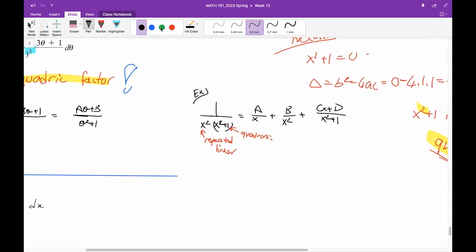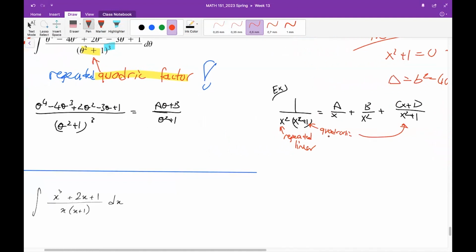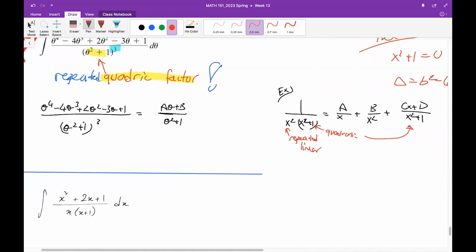So for quadratic factors, you choose this structure on the left. Okay, we have a quadratic factor here. That's why I used the ax plus b form. But I need to do something more because it is repeated, which means I keep writing the same structure. No matter whether it is linear or quadratic, I know the strategy when it is repeated.